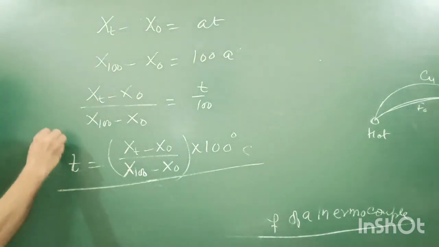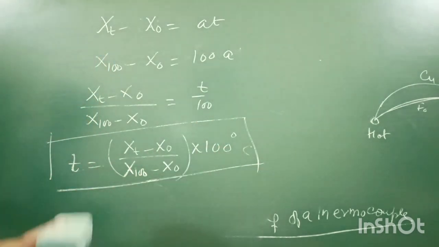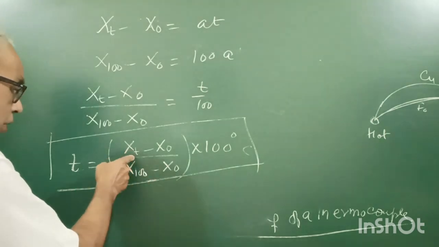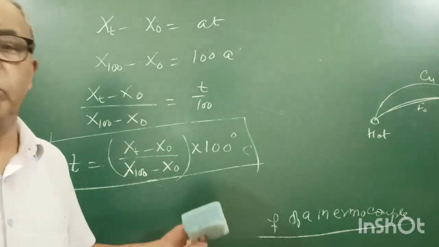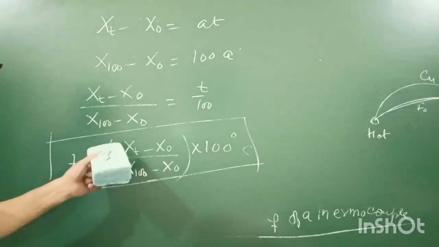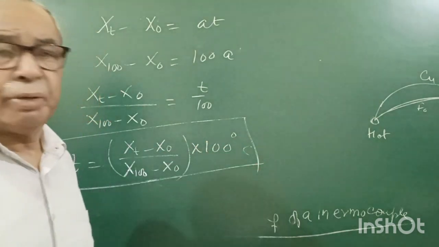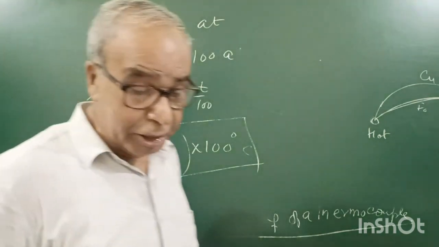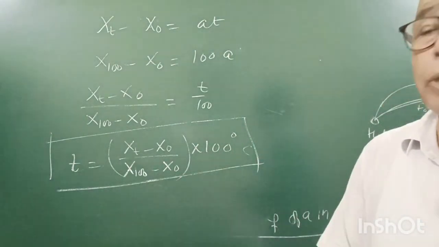You will get some problems based on this fact. Here x may be the volume of a liquid in a container at t degree, 100 degree and 0, x may be the pressure of gas at constant volume, x may be the resistance, or the thermo EMF. So that way different types of thermometers are prepared for different ranges of temperature. I hope you have developed some idea about temperature scales.